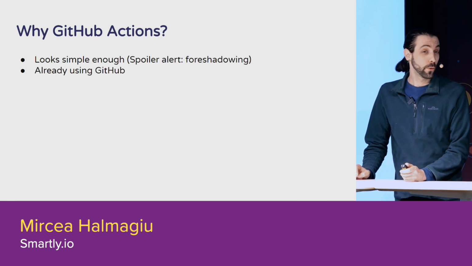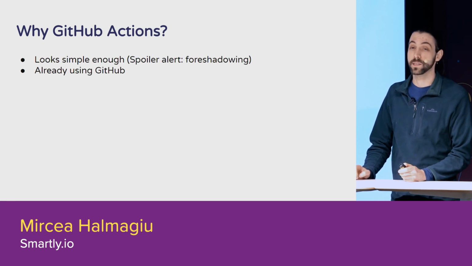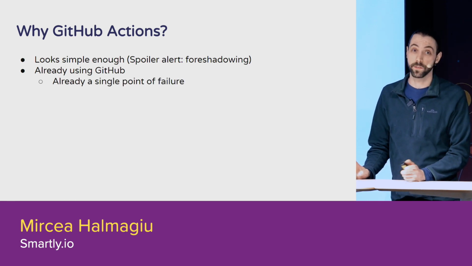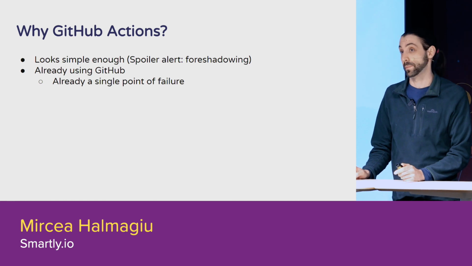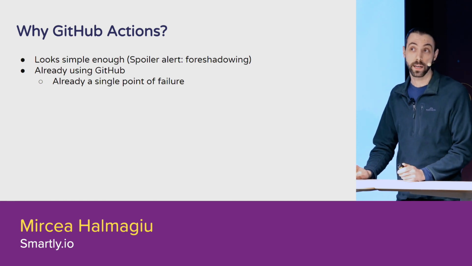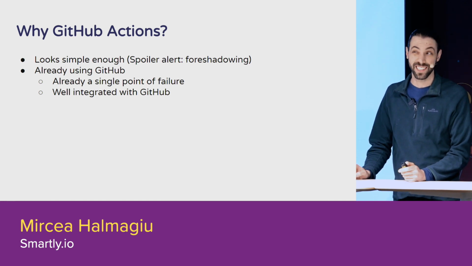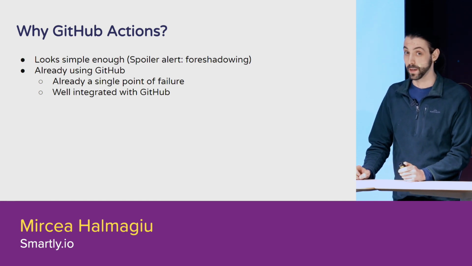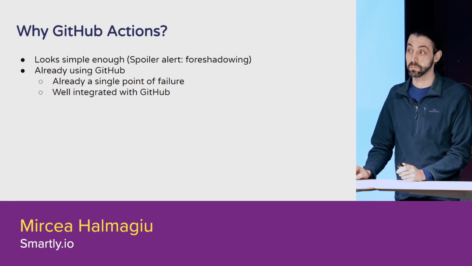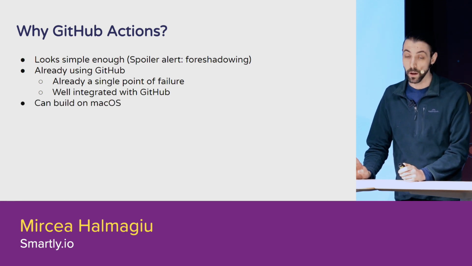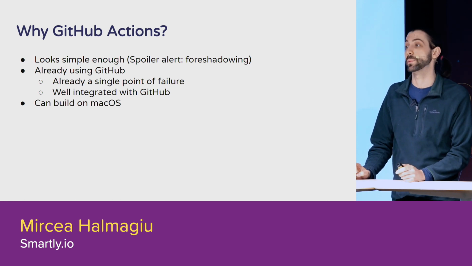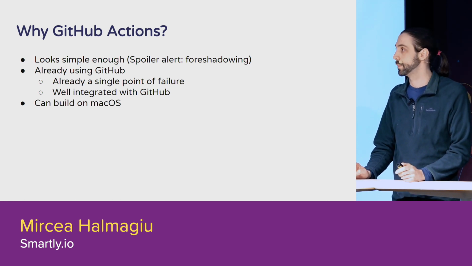The other thing is we're already using GitHub. That means it's already a single point of failure. If GitHub is down, we can't build. So we're not adding any new points of failure here. And as the name would suggest, it's pretty well integrated with GitHub. So sounds good. We can also build on Mac OS machines, which is very convenient. We have some internal software that we'd like to be able to build on Mac OS.